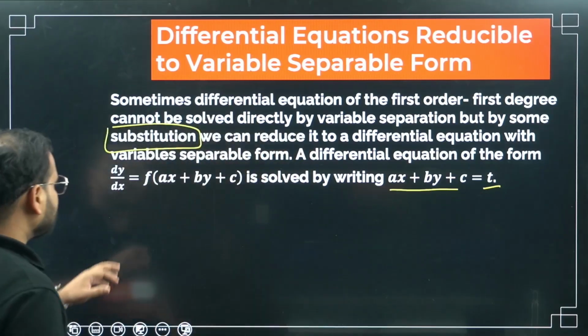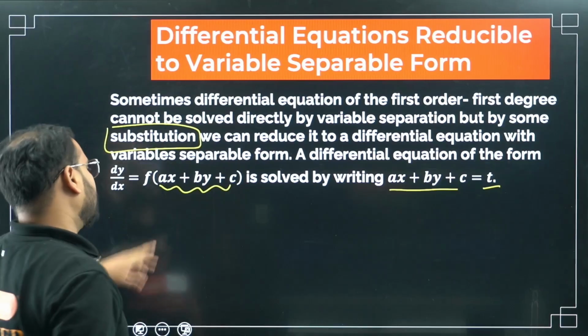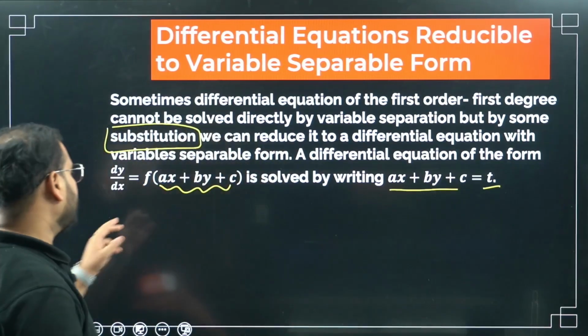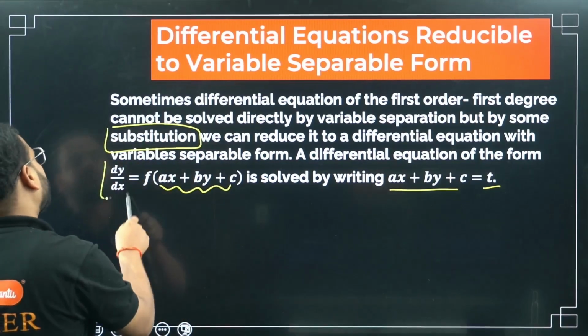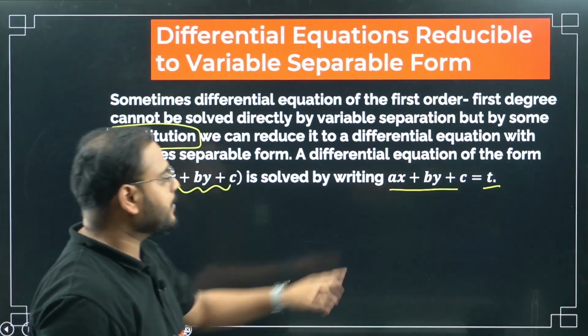See, the function here was written in terms of ax plus by plus c. It is difficult to separate the variables over here, so why not write one variable as f of t? If you just write f of t and keep the rest as it is, it will not be possible to solve it. You have to change this part as well. You have to find the dy by dx value from here. Can you not find it?